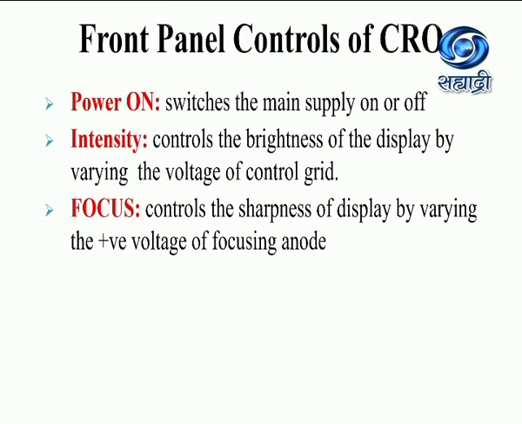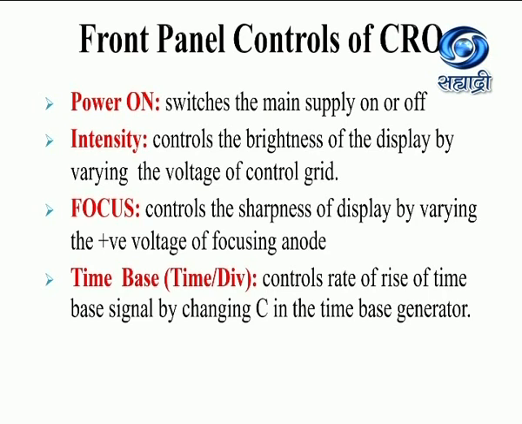Basically, this control is used to control the sharpness of the display by varying the positive voltage of the focusing anode. As we know, this focus control is internally connected to the focusing anode, and if you change the voltage of the focusing anode, it will change the sharpness of the display.